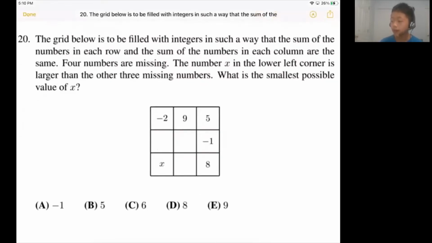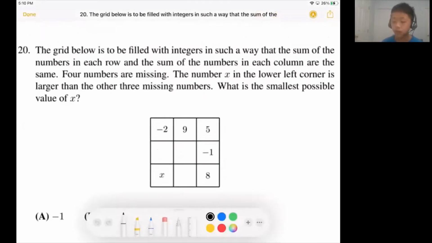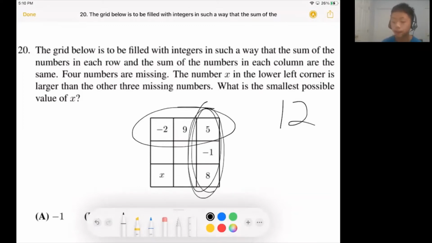So we're given that the sum of the numbers in each row and column is the same. If we take these 3 numbers, -2 plus 9 plus 5, that magic sum is 12, right? So we know that the sum of the 3 numbers in each row and each column is 12. You can verify that with this column: 5 plus -1 plus 8 is also 12.